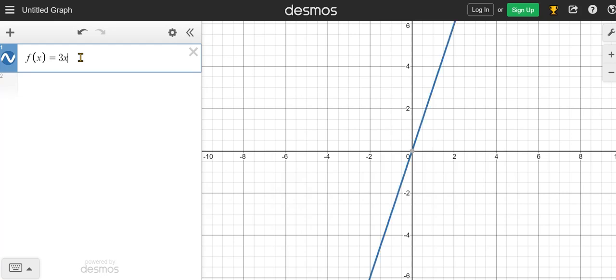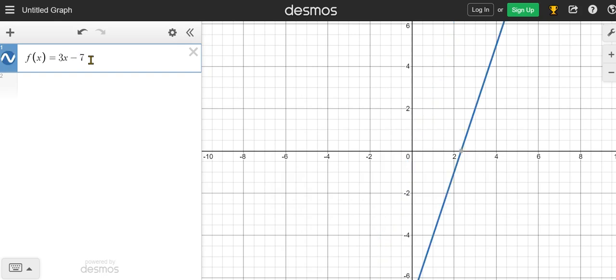Now, we know that 3x is being multiplied without putting any operation symbol in between the 3 and the x. And fortunately, Desmos knows this. In some programs, you have to actually tell it to multiply by putting some symbol like an asterisk between the 3 and the x. Desmos, you do not need to do that. For multiplication, just type in 3x. For addition or subtraction, let's do minus and 7. And it automatically graphs the line.